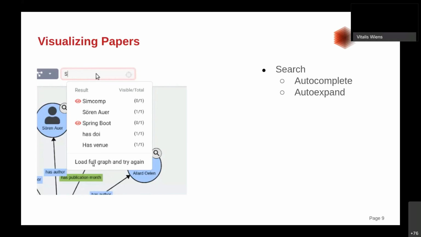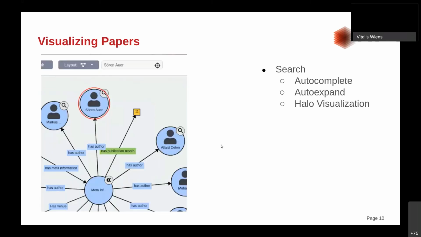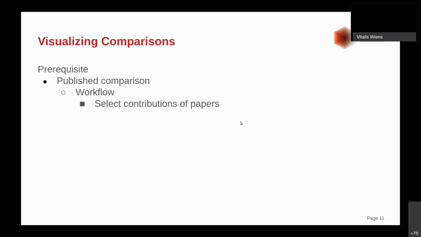But using the load full graph and try again, you are able simply to load all the data into the graph and then be able to search within this graph directly. And once you find it, you will have a halo visualization that will indicate the location in the graph, and you can press the locate button in order to zoom directly to this particular node. And if there are multiple values that have been found, you can also then traverse between them. And yes, so this was a short introduction with respect to the graph visualization.